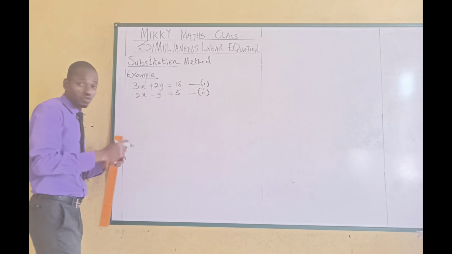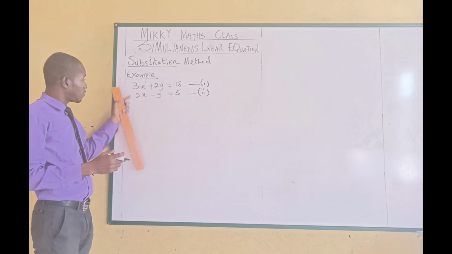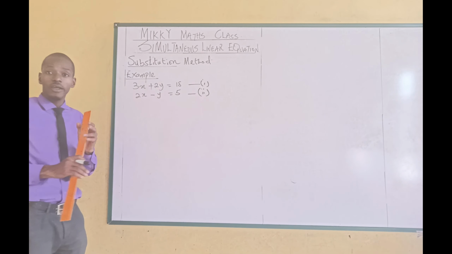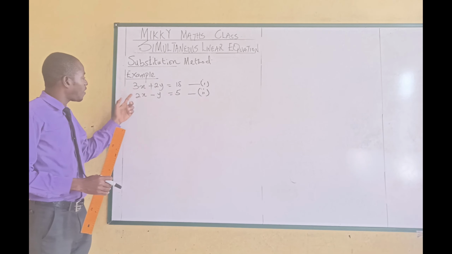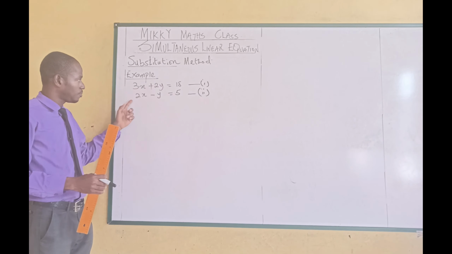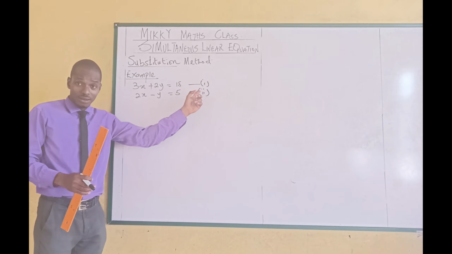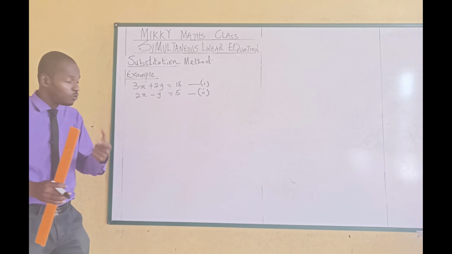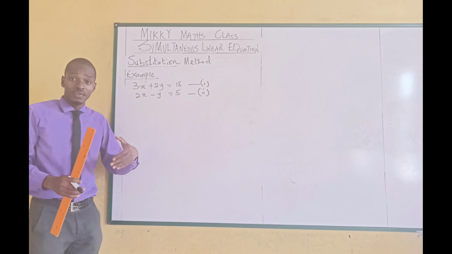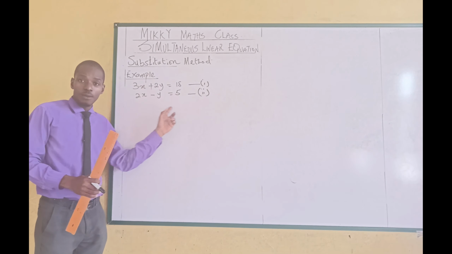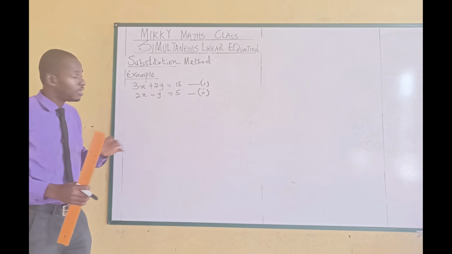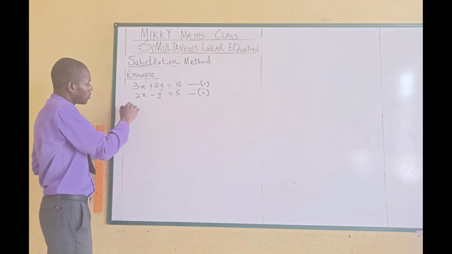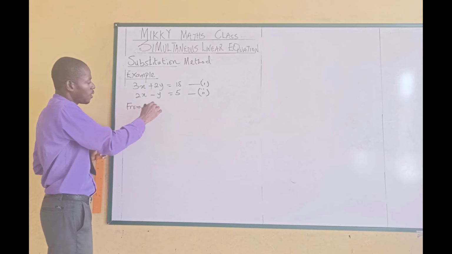If you are asked to solve simultaneous equations using the substitution method, the first thing to do is to identify one of the equations. Either use equation 1 or equation 2. Pick the one you want to use. Then after you have picked, make any of the variables there the subject of the formula. Now I'm picking equation 2.